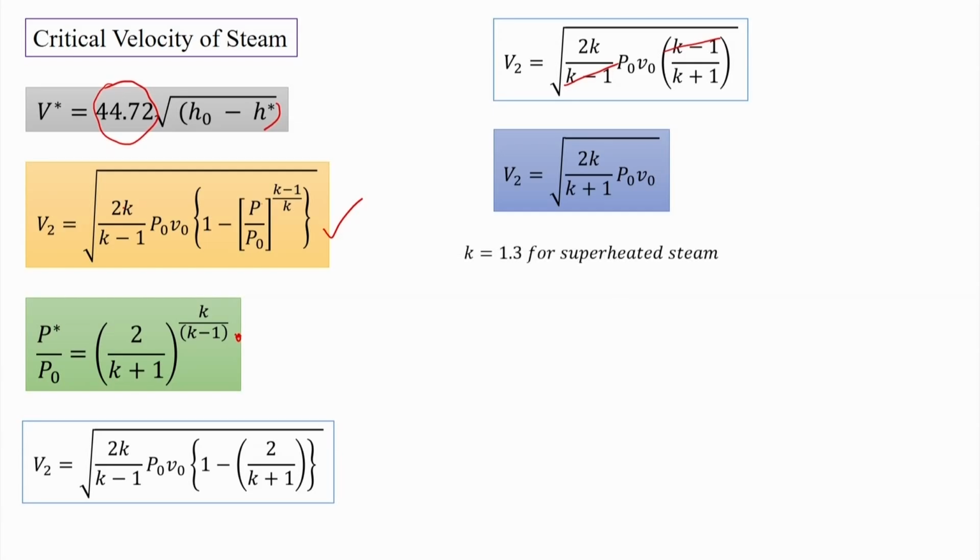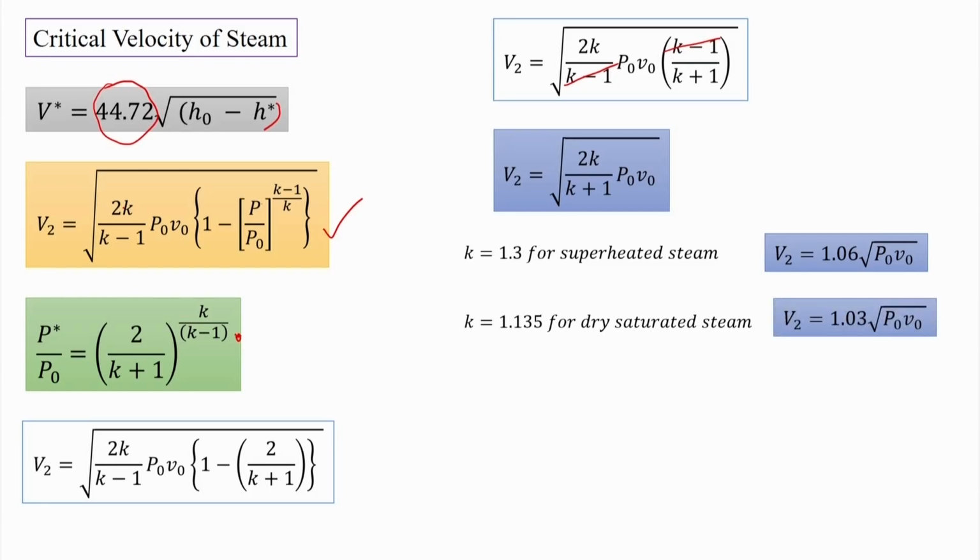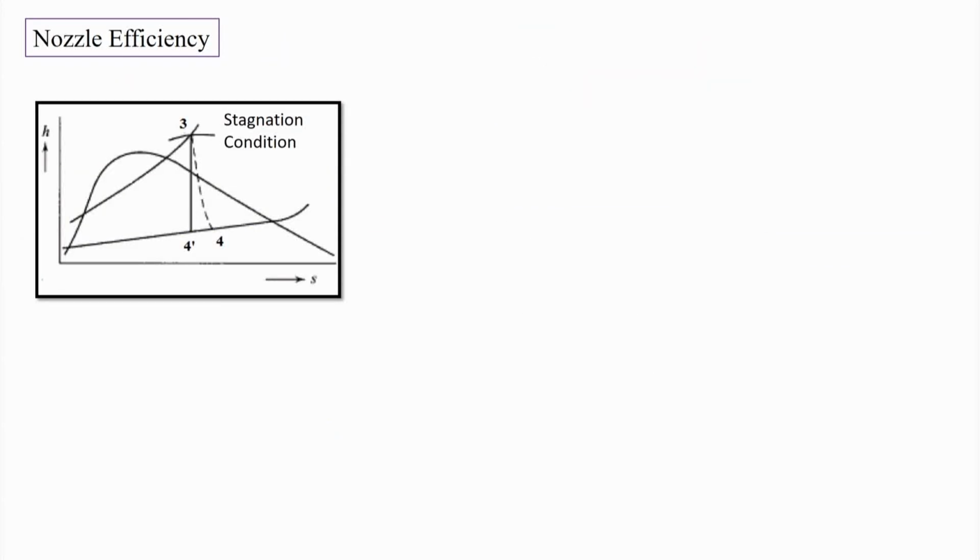Now from the experiments, people have found out that K, which is the isentropic index for superheated steam, is around 1.3. So this formula will become 1.06 square root of P naught V naught, and for dry saturated steam the K value is 1.135. So for this the formula becomes 1.03 square root of P naught V naught. Here P naught is in Newton per meter square and specific volume is in meter cube per kg. So these formulas can be used to find out critical velocity in the nozzle.